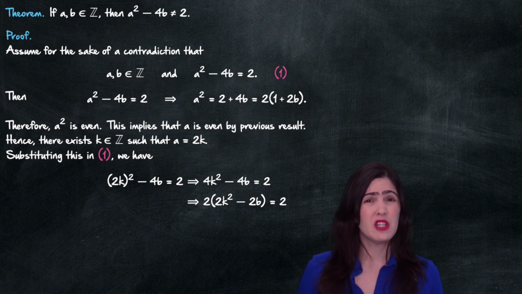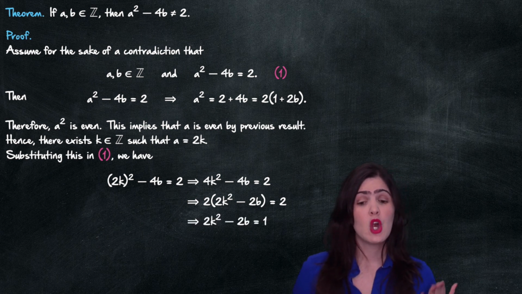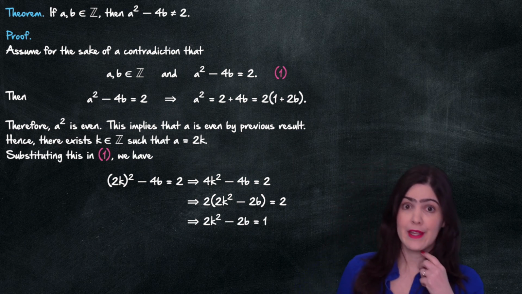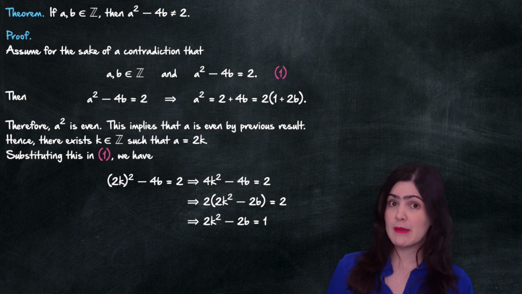And if I divide by 2 on both sides, I end up with 2k squared minus 2b is equal to 1. Can you see where I'm heading here? Can you see what the problem is?